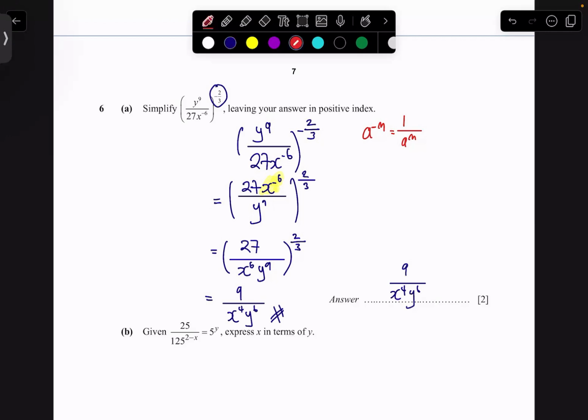Alternatively, if you want to understand more as well, 27 to the power of 2/3 is actually equal to 3 cubed, to the power 2/3. So that you get 3 squared, which is 9.